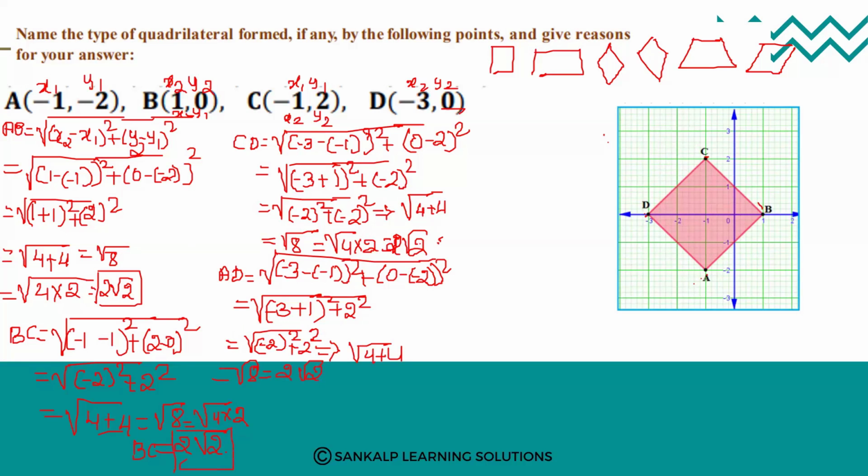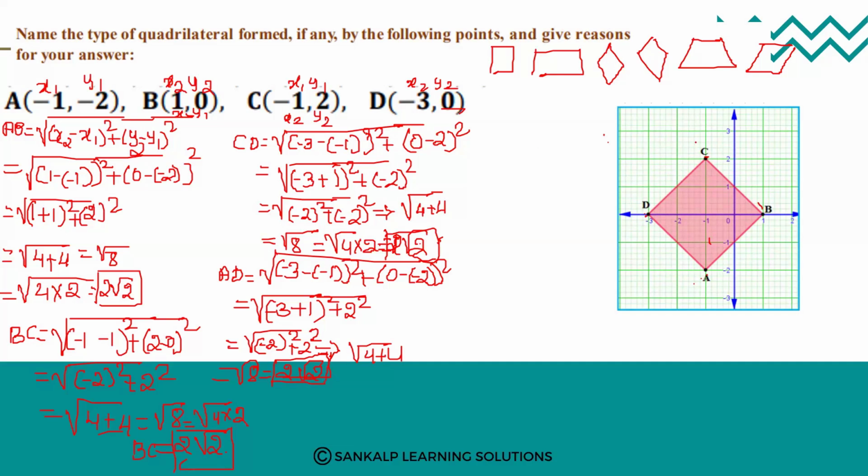ಹೌದಲ್ವಾ? ಎಲ್ಲಾ ಡಿಸ್ಟೆನ್ಸ್ ಎಷ್ಟು ಬಂದಿದೆ ನಮಗೆ? 2 root 2 ಅಂತ ಬಂದಿದೆ. That means we can say this quadrilateral is a square, but another condition we need to check. So to be a square there is one more condition, that is diagonals. When diagonals are equal then we can say that this is a square.